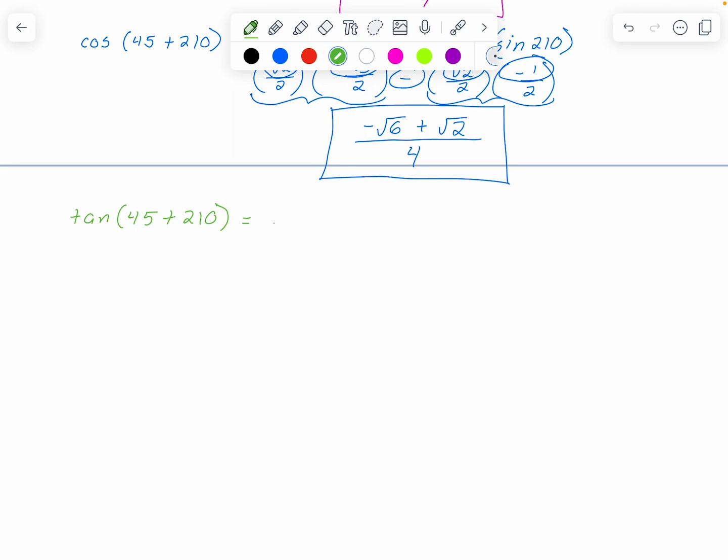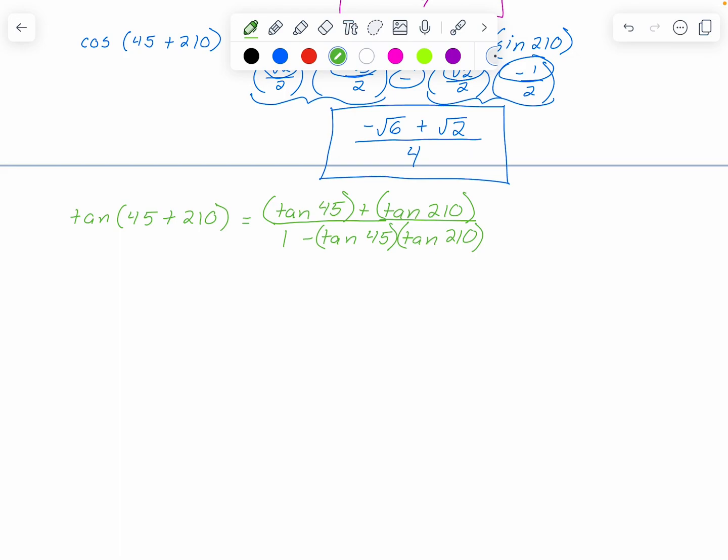And that one tells us we're going to have our fraction. On the top, we're going to do tangent of the first angle, which is 45, plus tangent of the second angle, which is 210. Then on the bottom, we're going to have 1 minus tangent of the first angle times tangent of the second angle. Now remember that each of these is going to become a single value.